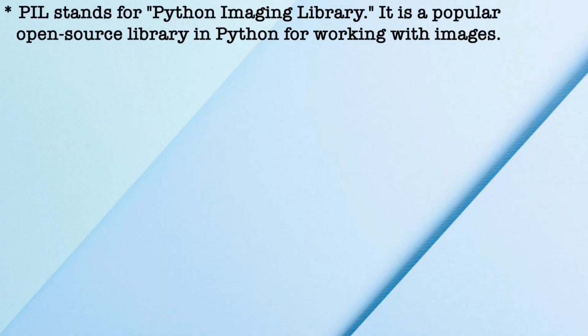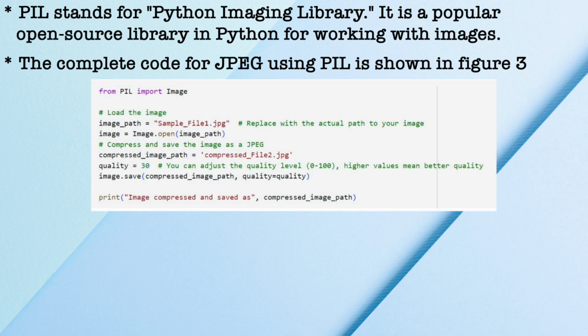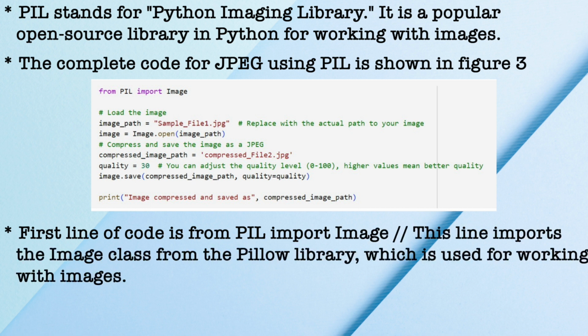First, we will start with Pillow. PIL stands for Python Imaging Library. It is a popular open source library in Python for working with images. The complete code for Python using PIL is shown in figure 3. The first line of code is from PIL import Image. This line imports the Image class from the Pillow library, which is used for working with images.